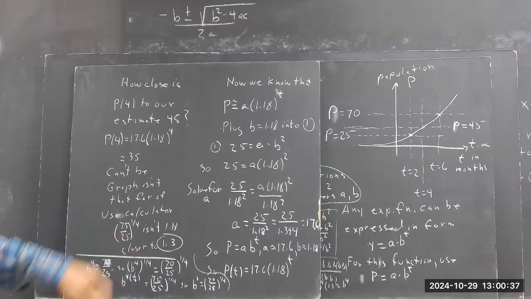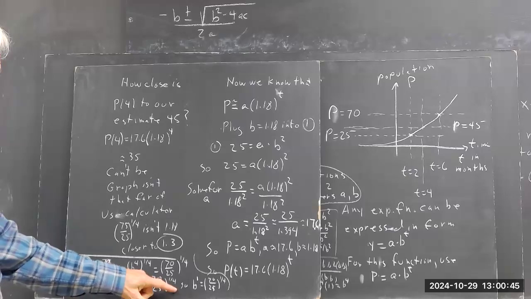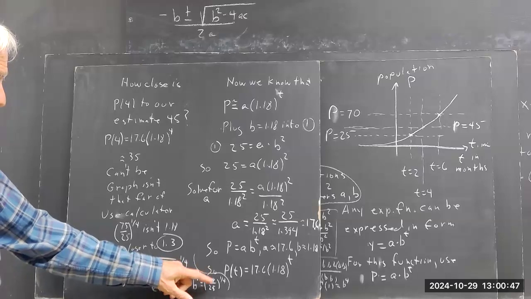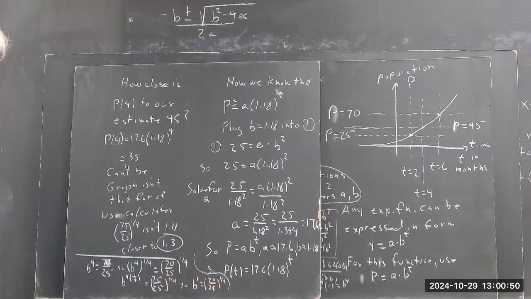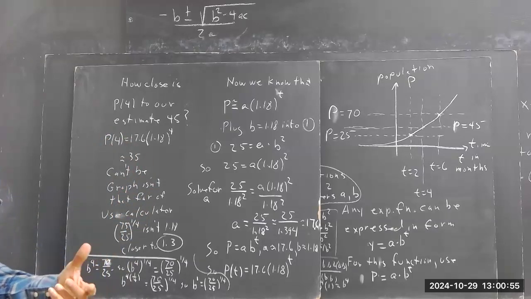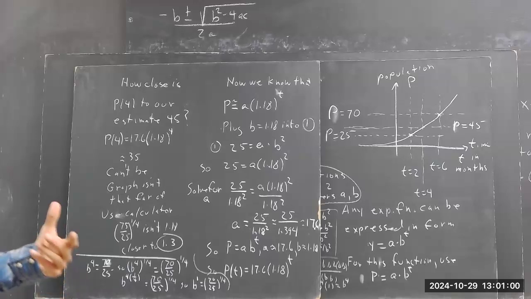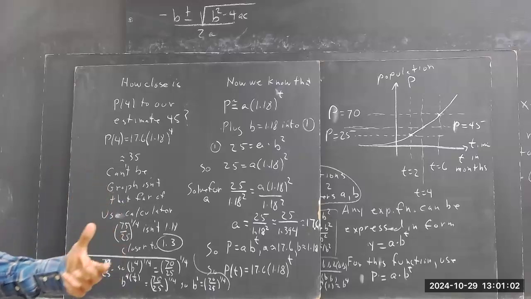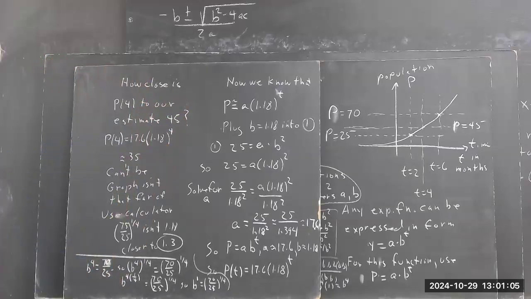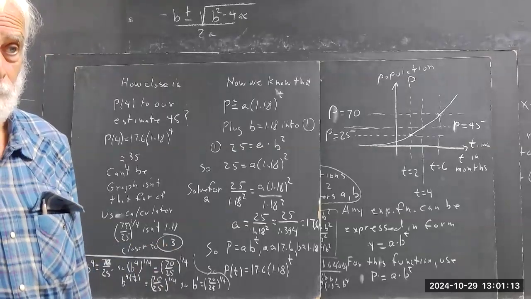So anyhow, you do that. B to the 4th to the 1/4 equals 70 over 25 to the 1/4. So B equals 70 over 25 to the 1/4. And that's where I got something that's pretty close to 1.3. Because 1.3 squared is about 1.7, 1.7 squared is a little over 2.8, and 70 over 25 is 2.8. Probably like 1.28 or 1.29.